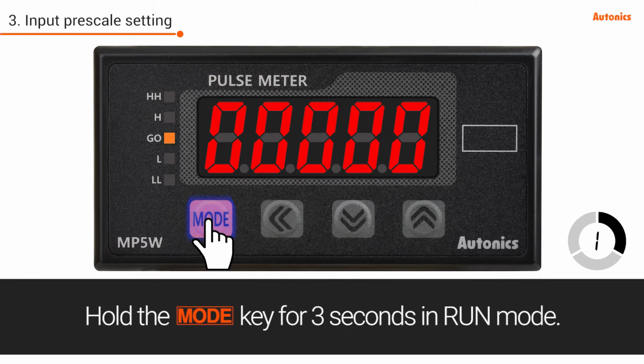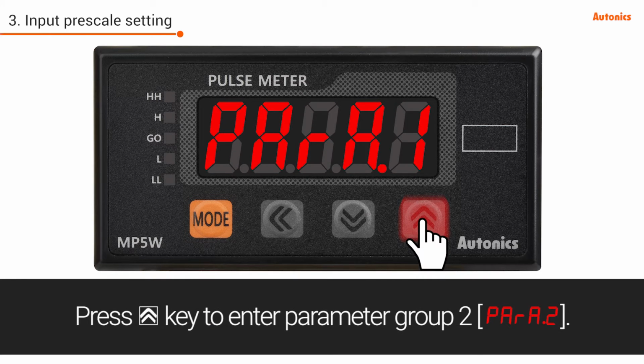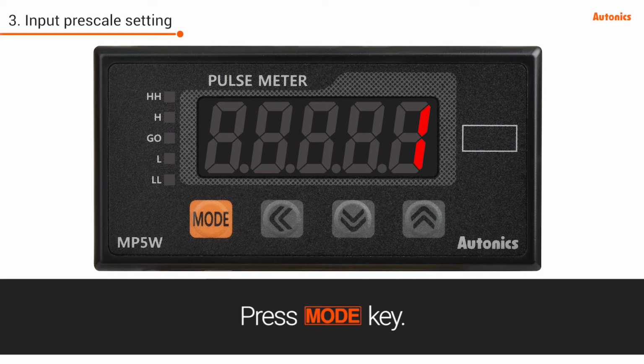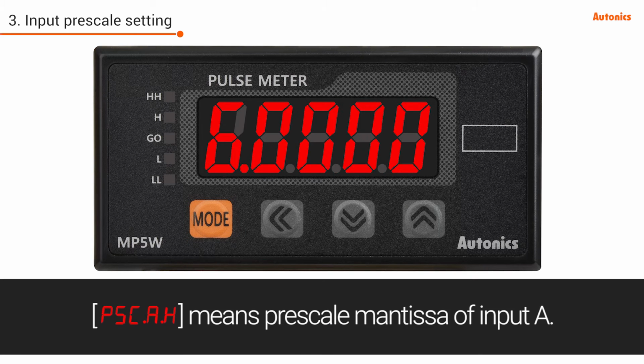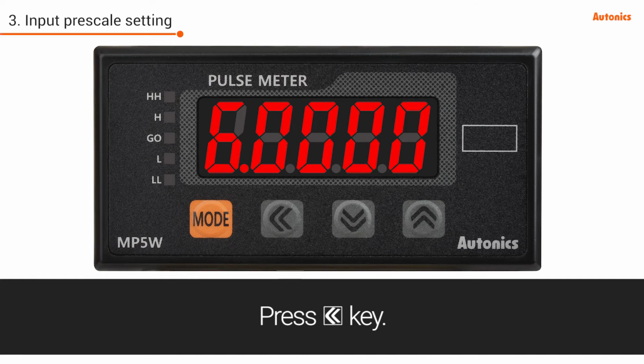Hold the mode key for 3 seconds in run mode. Press up key to enter parameter group 2. Press mode key. PSC.A.H means Prescale, mantissa of input A. Press left key. Set to 3.1415.